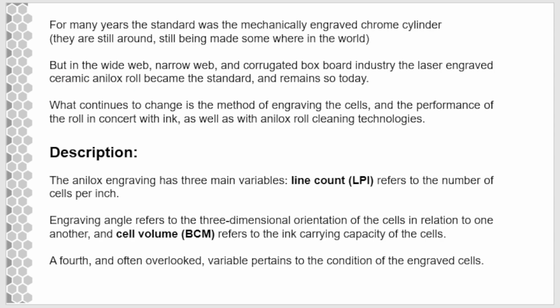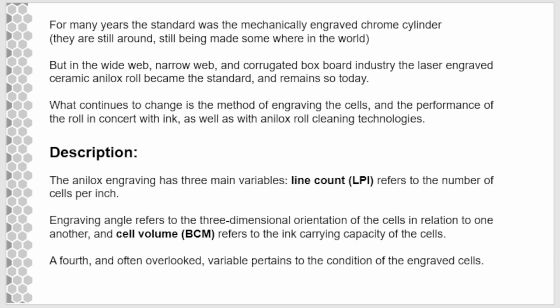For many years, the standard was the mechanically engraved chrome cylinder. They are still around, still being made somewhere in the world. But in the wide web, narrow web, and corrugated boxboard industry, the laser engraved ceramic roll became the standard and remains so today. What continues to change is the method of engraving the cells and the performance of the roll in concert with ink, as well as with Anilox roll cleaning technologies.